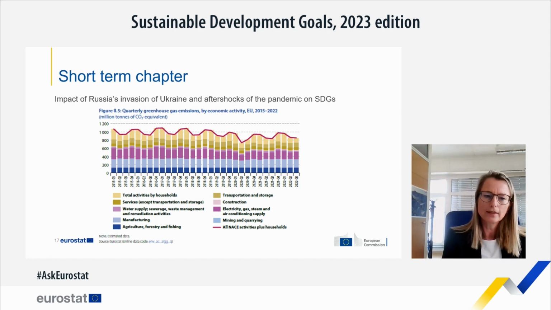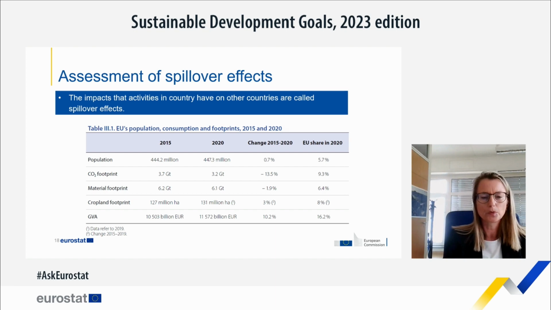Then on the next slide, there is also one chapter on spillover effects. So spillover effects are the impact our consumption in the EU has on other countries. So for example, if we consume products which are produced in China, what is our global footprint linked to these products?